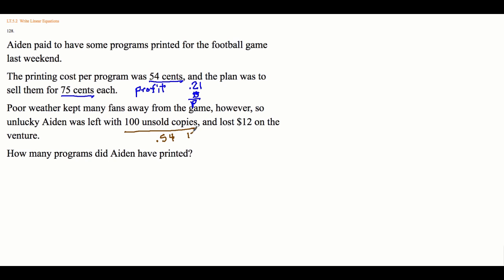Well, for one of them, it was 54 cents, or $0.54 for each program. And he did this for 100 programs. So how much money did he spend on those 100 programs? Well, he spent $54 on those programs. So he would have lost $54 if that's the only programs he printed. But he says here that he lost $12. So that means that he made some money.